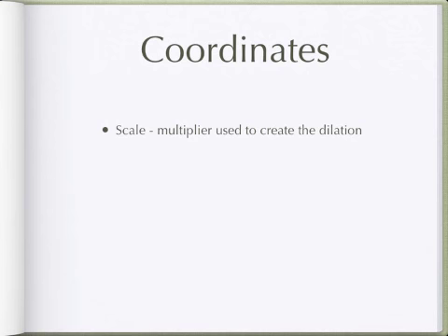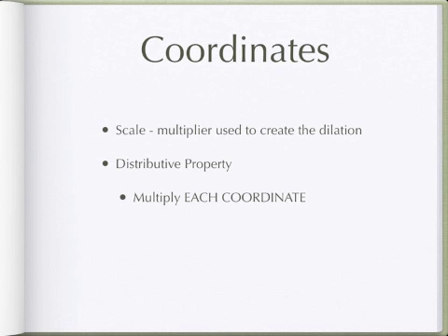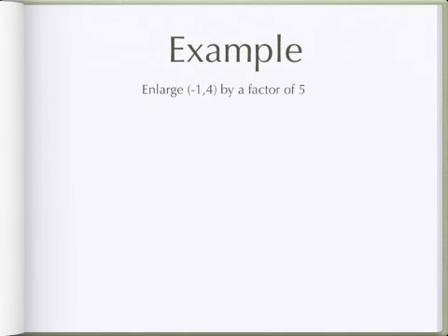First off, you're going to use the scale, which is just the multiplier used to create the dilation, and then you use the distributive property to multiply that scale, meaning you multiply each coordinate. So let's take a look at an example.